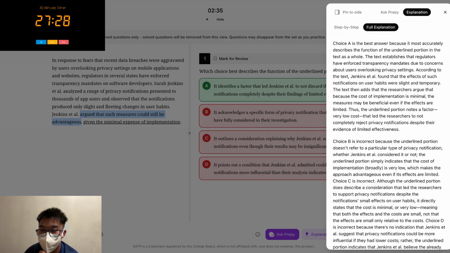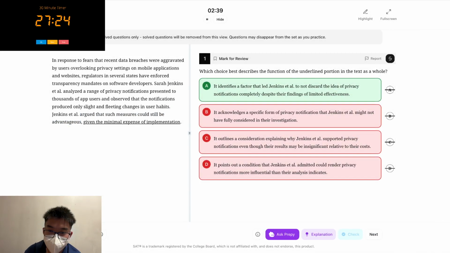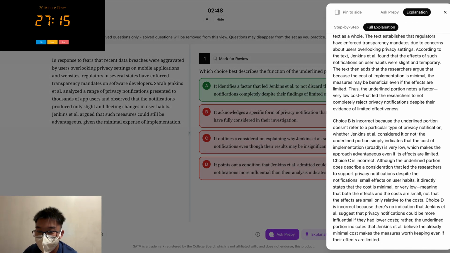B is incorrect because the underline does not refer to particular. Okay, obviously it does not talk about the privacy notification. I'm guessing this one also doesn't talk about privacy. It doesn't really support the privacy notification too for C. C is incorrect.